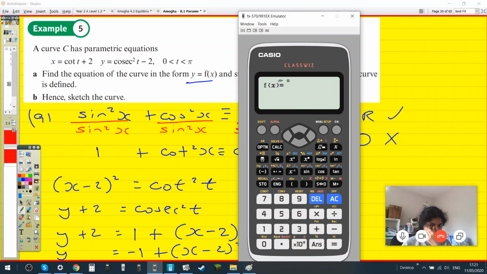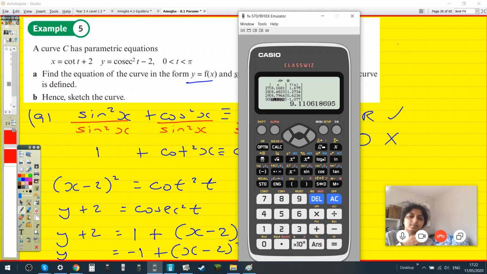So f of x is 1 over tan x plus 2. We're going to start with 0 and end with pi, going up in steps of 0.1 pi. Okay, so 5, 3, 2, 2, 1, 0. So yeah, it goes to minus. If we kept going, if I press equals, yeah, it flips down to negative infinity.